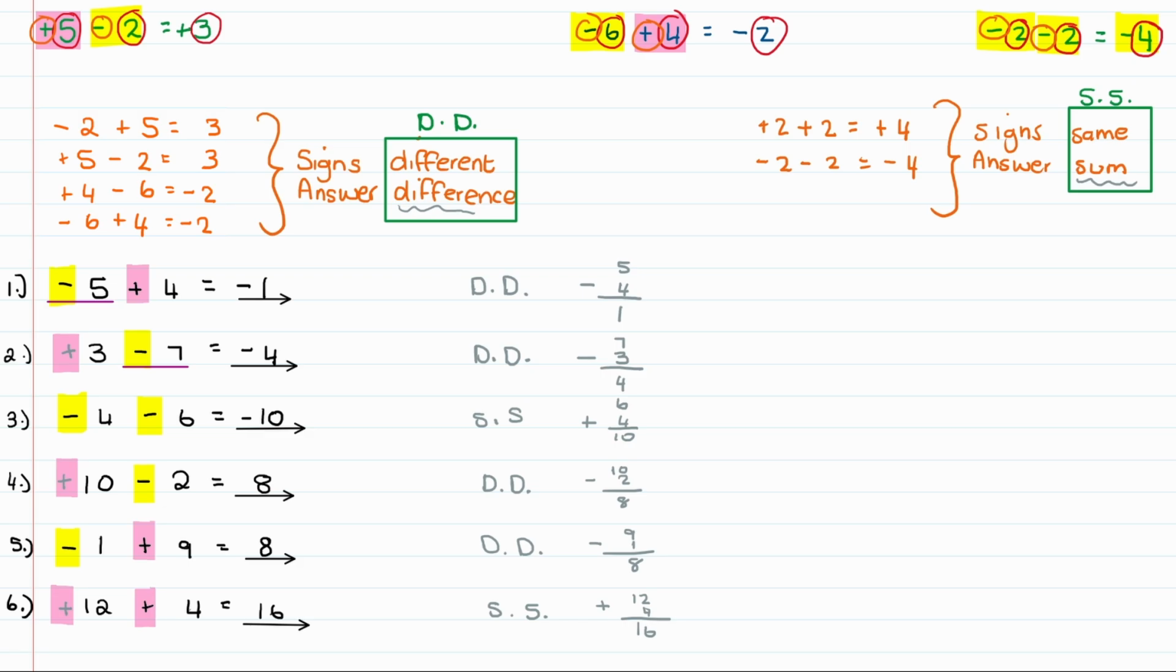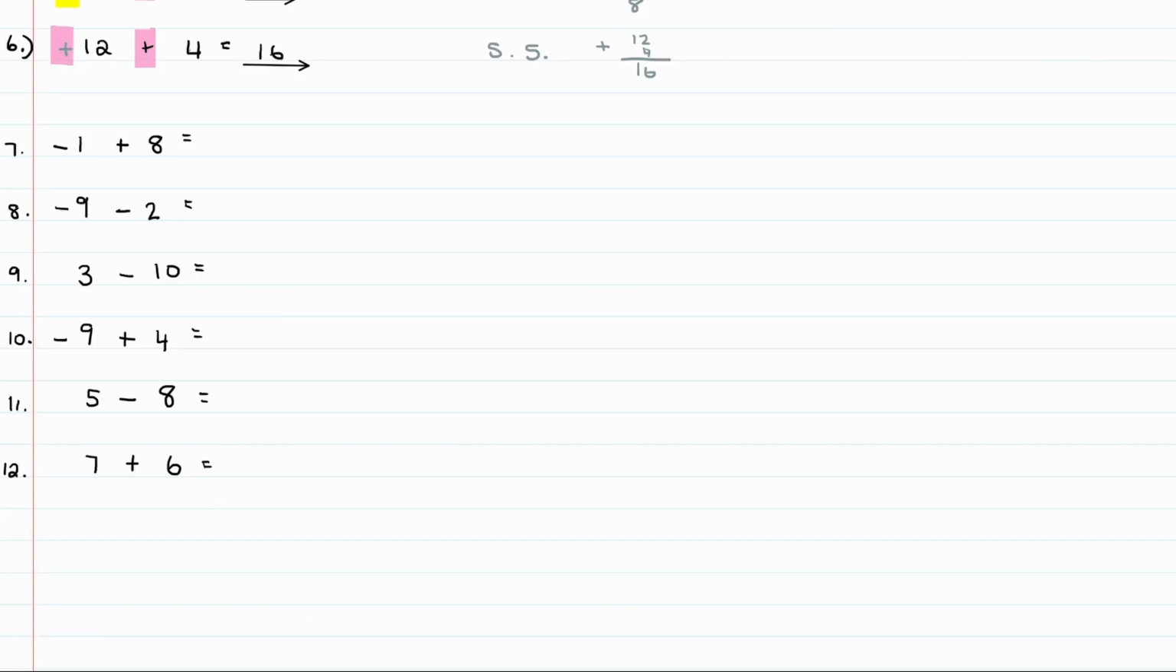Do you think you've got the hang of it? Pause the video and try the next few on your own. You should have started by penciling in the positive signs for any numbers that are missing signs, then use your 2 different highlighters to identify all your positive and negative numbers. Now that we are organized, we can solve the following questions.